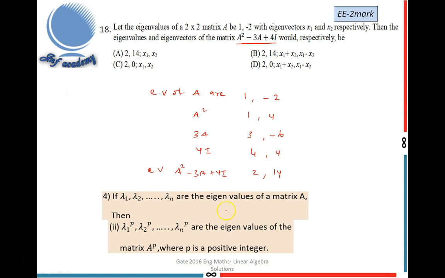And by that property, if x1, x2 are the eigenvectors of the matrix A, then x1 and x2 are also the eigenvectors of the matrix A power p and 3A, etc. So here 2 and 14 are the eigenvalues of the matrix A square minus 3A plus 4I, and x1 and x2 are the eigenvectors of the matrix A square minus 3A plus 4I. So option A is the correct answer. Answer is option A.